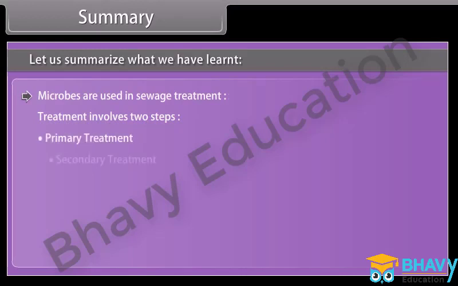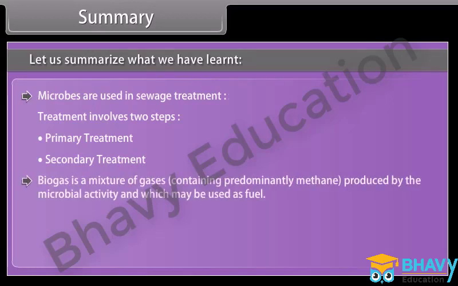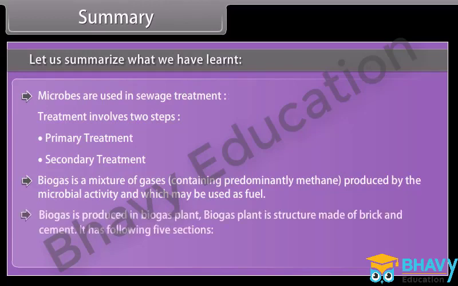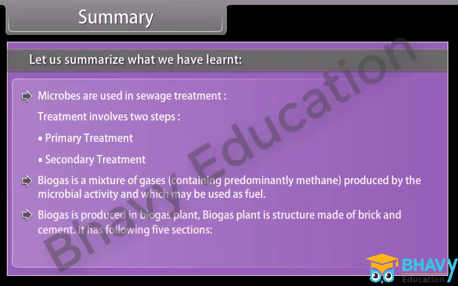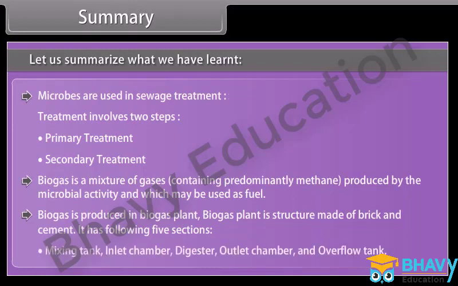Number 2, secondary treatment. Biogas is a mixture of gases containing predominantly methane produced by the microbial activity and which may be used as fuel. Biogas is produced in a biogas plant. Biogas plant is a structure made of brick and cement. It has the following 5 sections: mixing tank, inlet chamber, digester, outlet chamber and overflow tank.